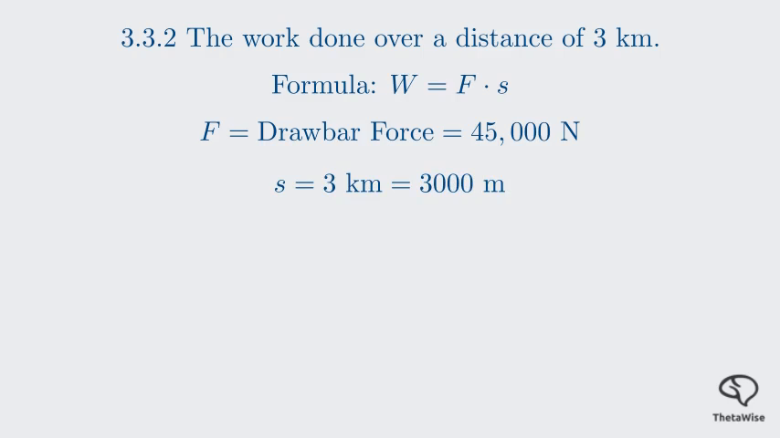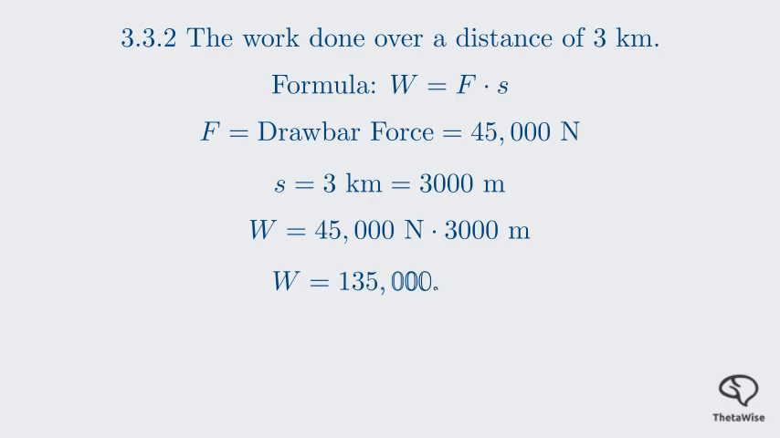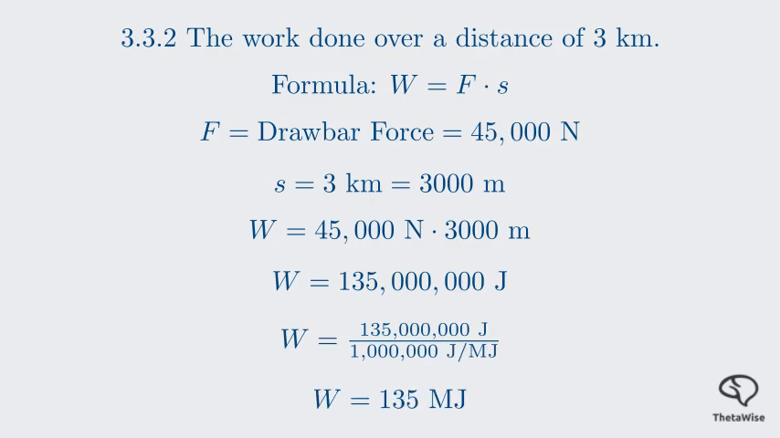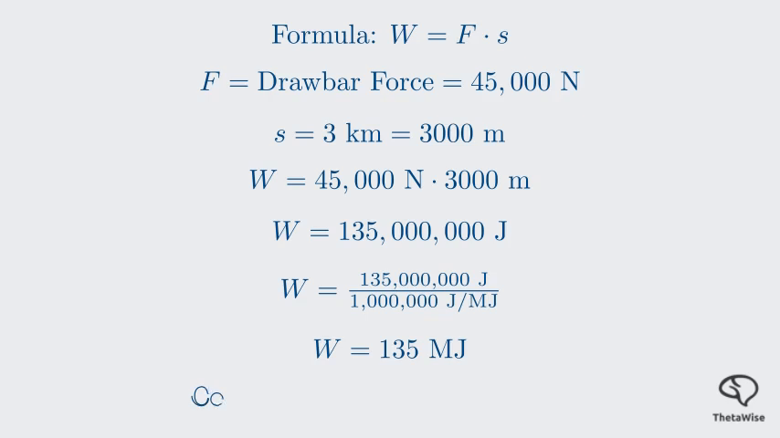Now we substitute our values into the work formula. We have W equals 45,000 newtons multiplied by 3,000 meters. This gives us 135,000 joules. A joule is the standard unit of work or energy. This is a very large number, so it's more convenient to express it in megajoules. Since 1 megajoule is 1 million joules, we divide our answer by 1,000,000 to get 135 megajoules. Comparing this to the marking guideline, the memo also gives 135 MJ. Our answer is correct.